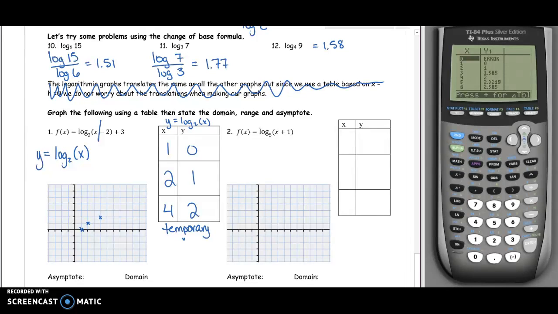Let's talk about how these points are going to move. The -2 and the +3 describes how these points are going to move. What does the -2 tell us? Right 2. And what does the +3 tell us? Up 3. So each of these points has to move right 2 and up 3.